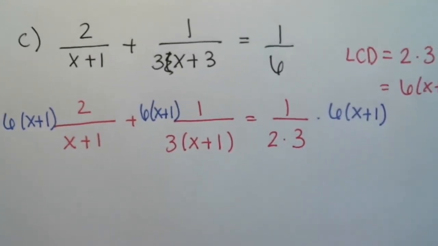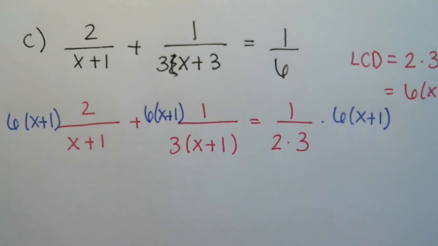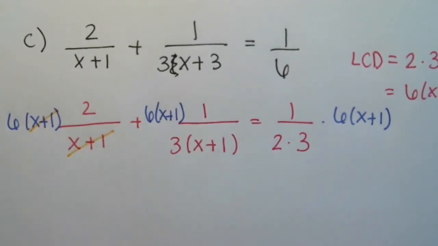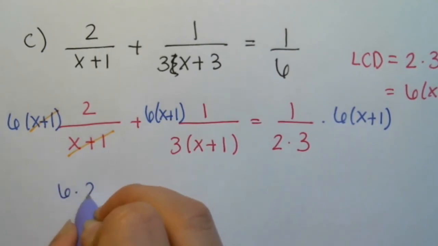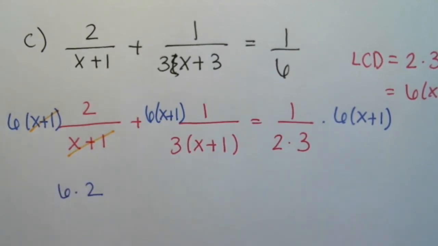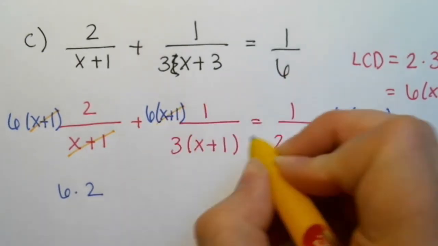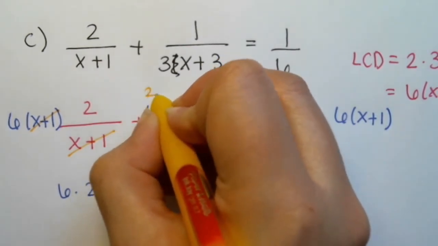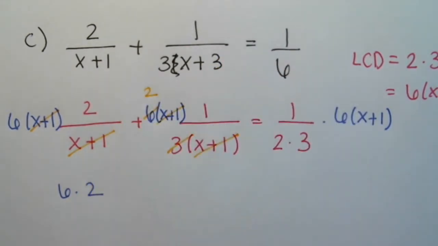Now, in the first term, this x plus 1 cancels with this one. So I'm left with 6 times 2. In the second one, this x plus 1 cancels with this x plus 1. This 3 cancels with the 3 in here. And I'm left with 2 times 1.